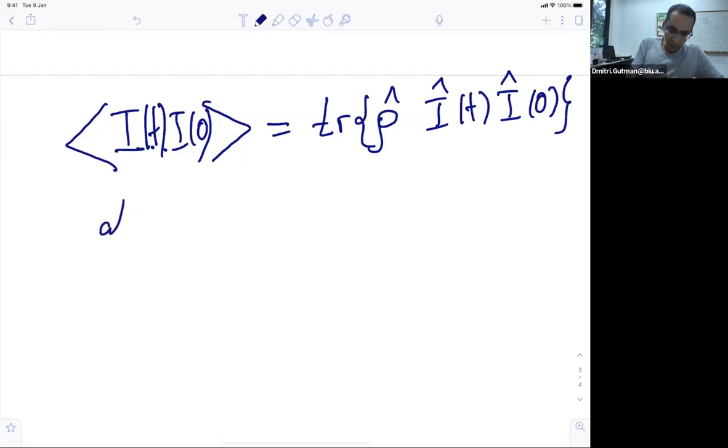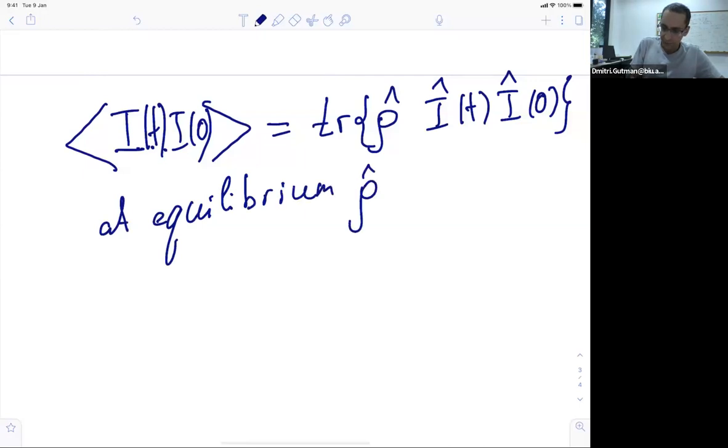At equilibrium, the density matrix will be exponent of minus H over temperature, H being the Hamiltonian of the system and T being the temperature of the system. So if you're a theoretical physicist, what these brackets really mean is that you compute the density matrix and you compute the trace of the density matrix with these operators.